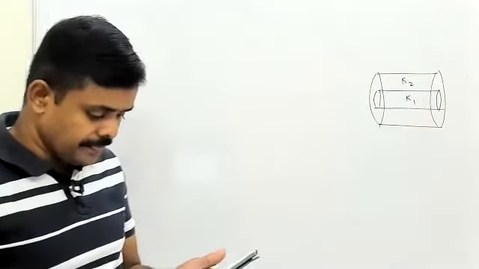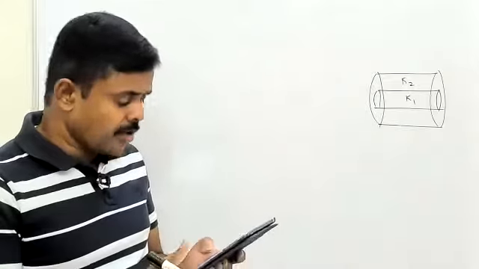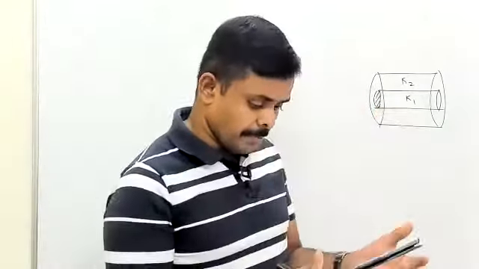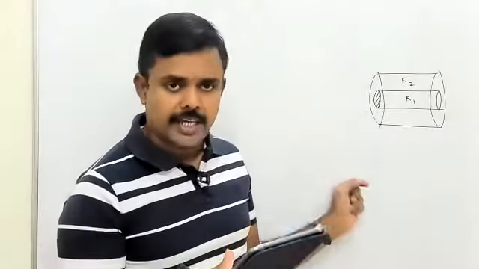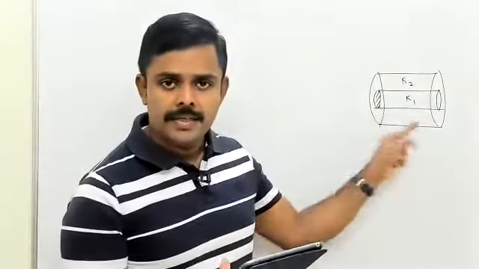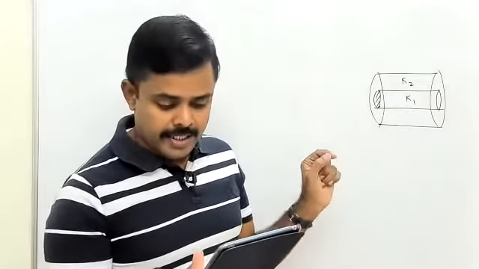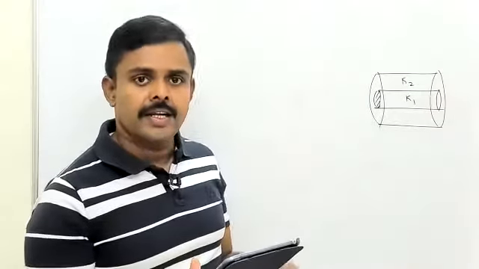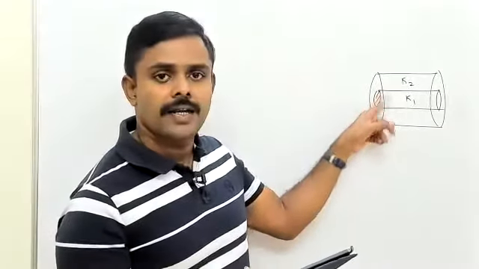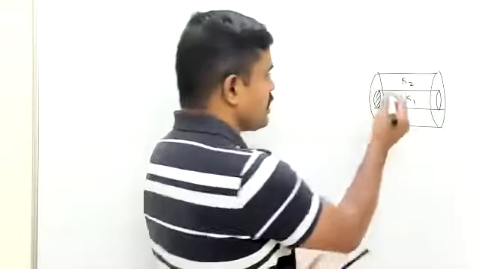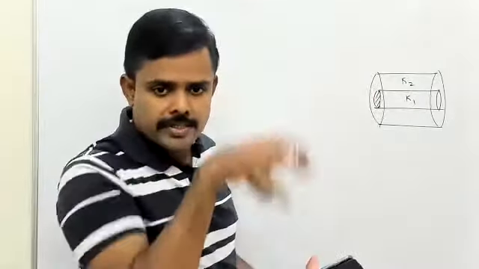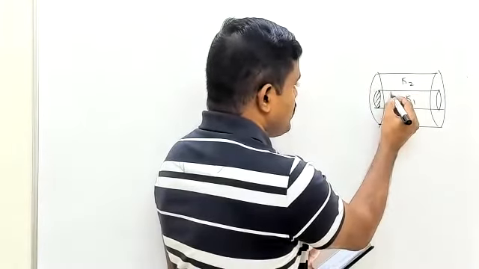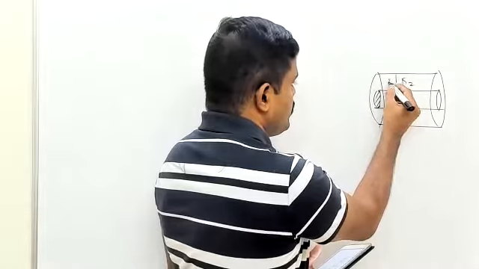Read the question now. What is given? A cylinder of radius R. The inner cylinder has a radius R, made up of a material of thermal conductivity K1. It is surrounded by a cylindrical shell of inner radius R. Its inner radius is R and outer radius is 2R. It perfectly fits outside this, no?